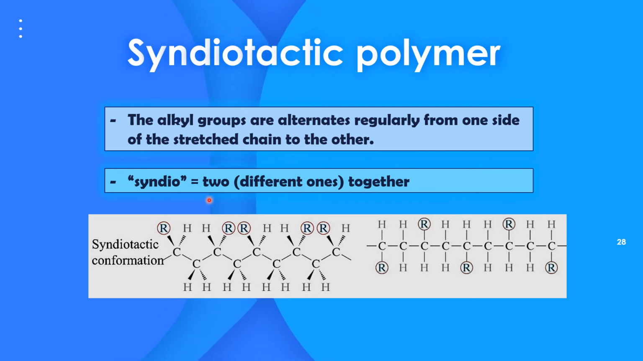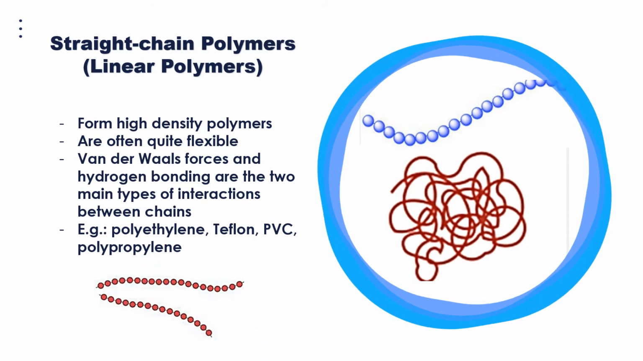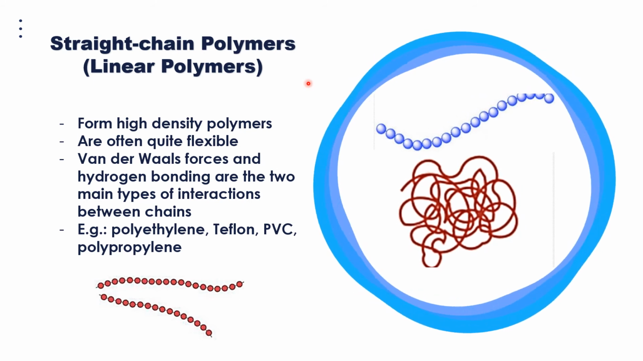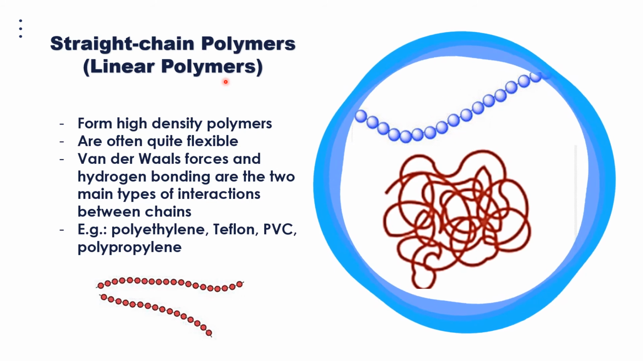Syndio stands for two different ones together, so hydrogen and alkyl group together, hydrogen and alkyl group together. This is an example of straight-chain polymers, branched polymers and cross-linked polymers. Straight-chain polymers are produced by the Ziegler-Natta catalyst.